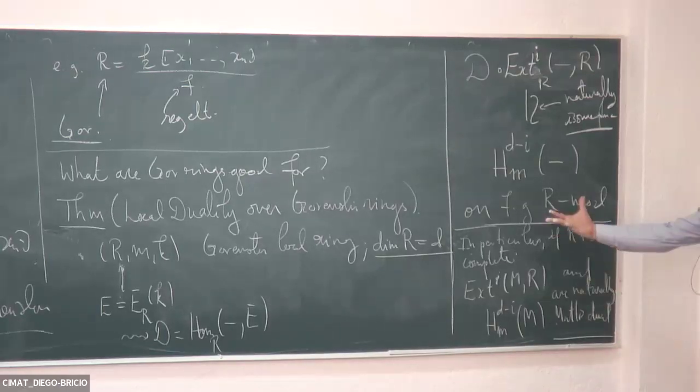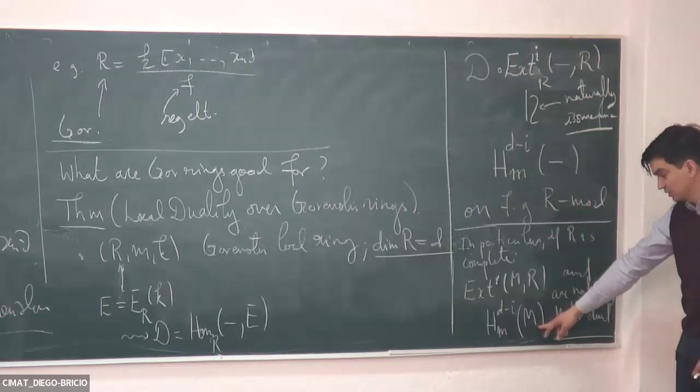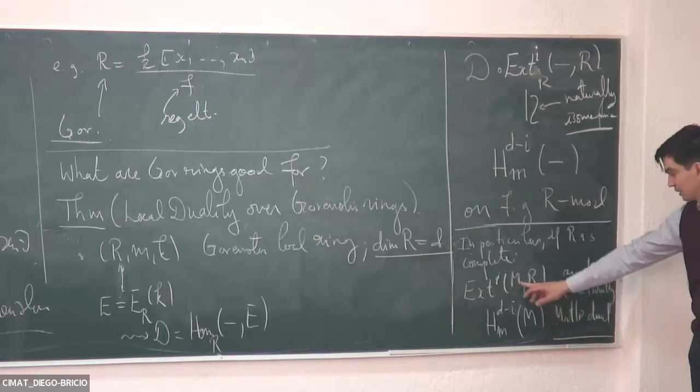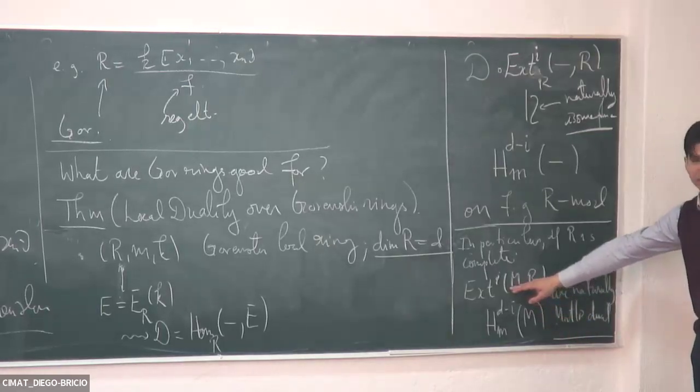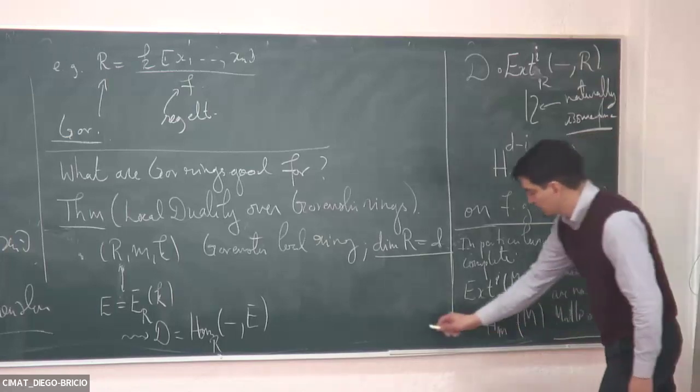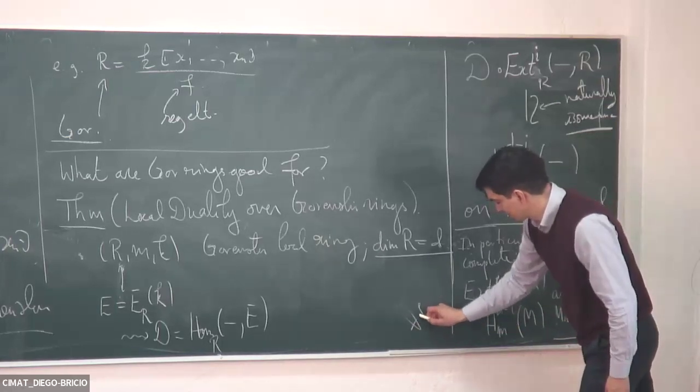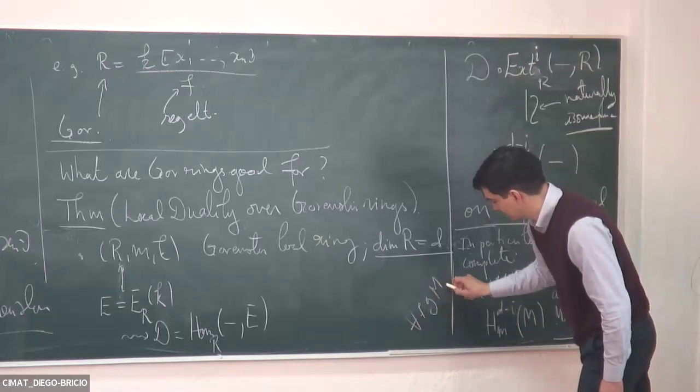Well, this statement in particular claims that this module is Artinian because it is the matrix dual of that Noetherian module. Oh, and this is for all finite degree n, okay? This only applies here.